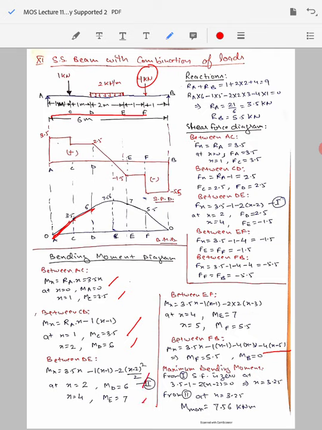Now the value changes from 6 to 7 from point D to E. So at point D and point E the values are 6 and 7, but in between these 2 points there is a parabolic variation because of the quadratic relation we are getting with the x here. So from point D to E, or from 6 kilonewton meter to 7 kilonewton meter, there will be a parabola appearing over here to connect these 2 points.